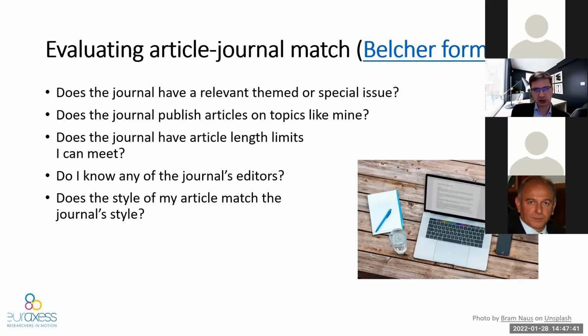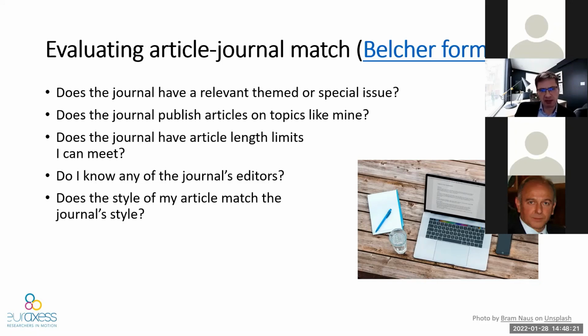Is this the right journal for your article? First, does the journal have a relevant theme or special issue? If it has, we said already, it's the best option. But if it has very many special issues, then people may just avoid it, because it's bad practice to have so many special issues. Does the journal publish articles on topics like mine? When you find a journal, go and look at typical papers in a few issues of this journal. If there are articles that are very similar to yours, then it's a very good journal for you.